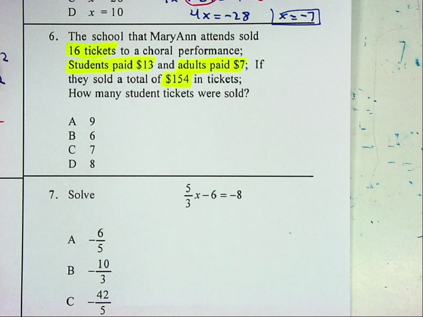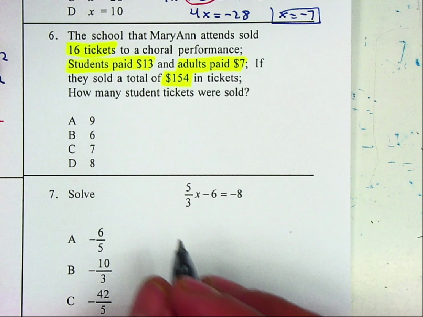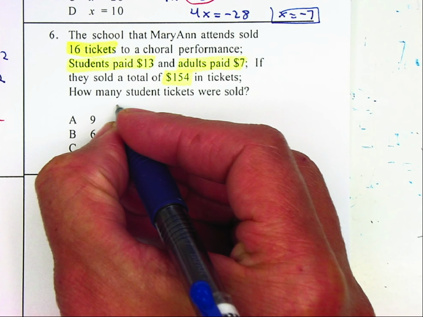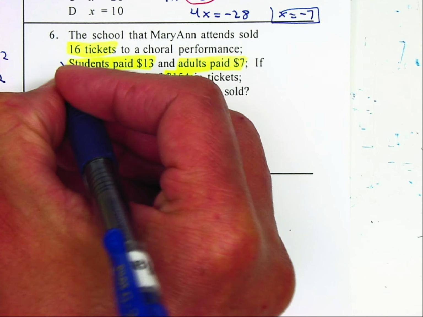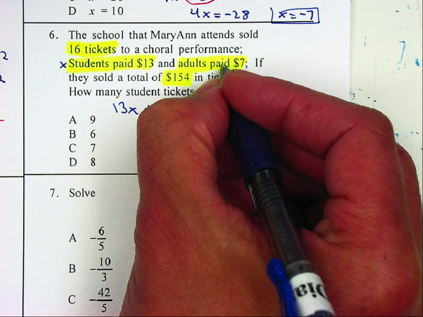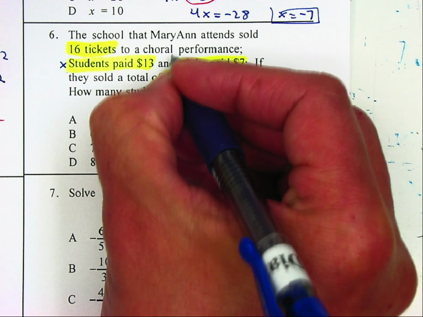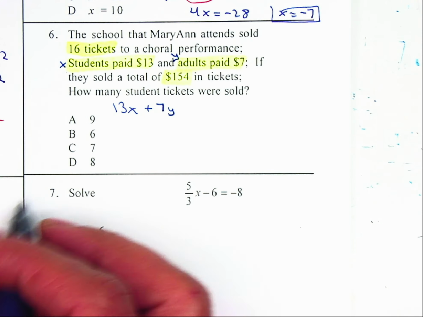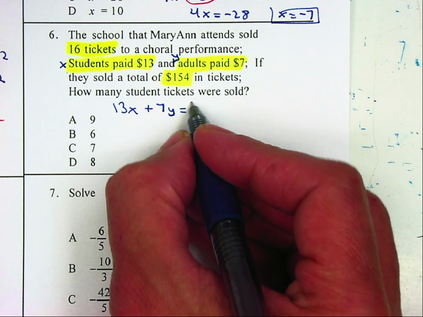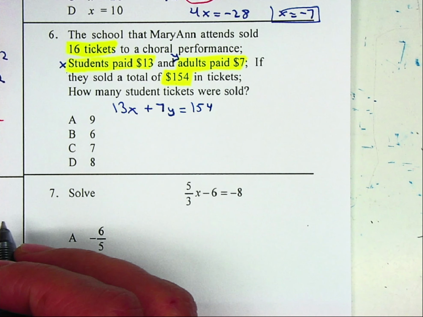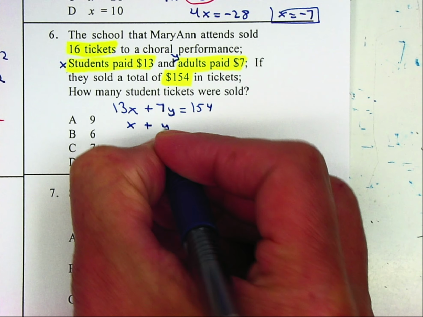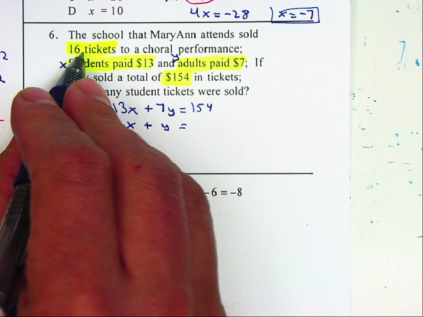So money. Our first equation will be amount of money. Student tickets paid $13. So it'll be 13. I'm going to use X for the students. And notice I label it. Plus adults are 7, 7Y. So Y will be for adults. This is money. This equation should be money as well. So it'll be total 154. Second equation will be how many items did you sell? So it'll be X plus Y equal to how many tickets were sold? 16.